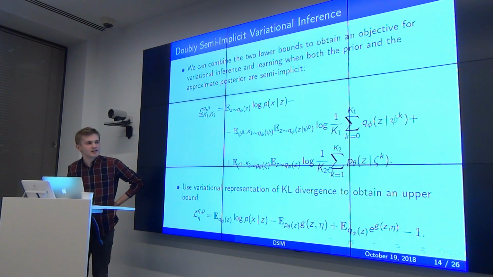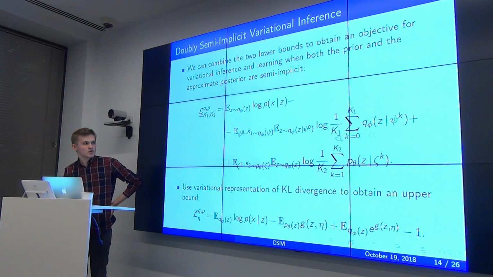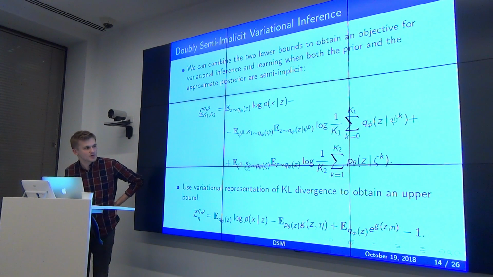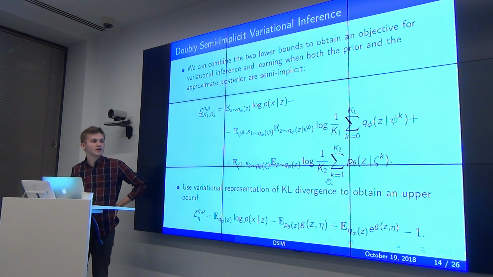So, basically we use the same techniques as in doubly stochastic variational inference. All our distributions are reparametrizable, so we can obtain an unbiased estimate for the gradients. We just use Monte Carlo samples. And we use some sufficiently large number of K1 and K2 to get a sufficiently good approximation for those densities, for those marginal densities.